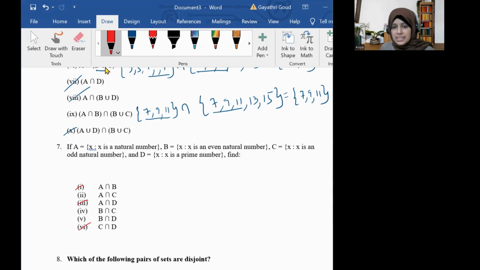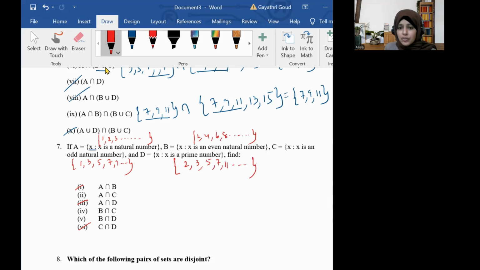If A is equal to the set of X such that X is a natural number, that means it will contain all my numbers. Set A will contain all my numbers. Now set B is the even natural numbers. That means it will contain all my even numbers. Set C says odd natural numbers. That means 1, 3, 5, 7, 9 and it goes on. Set D is the prime numbers. So I will only be writing prime numbers here and so on.